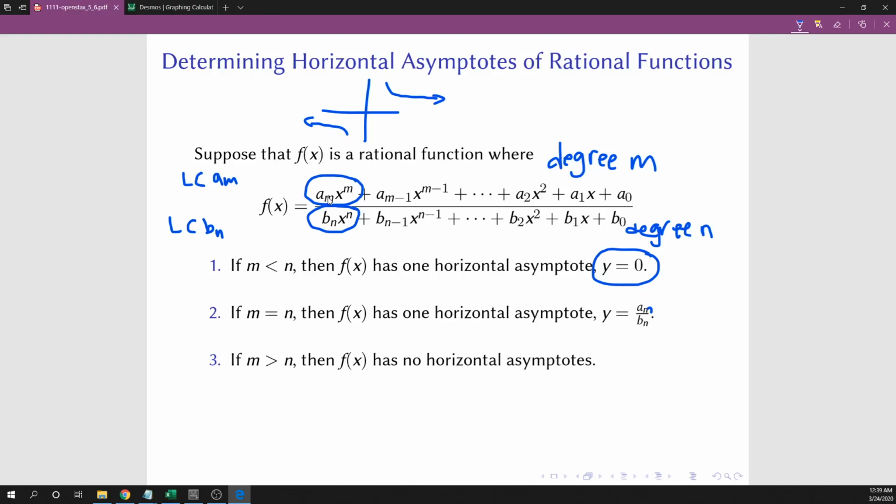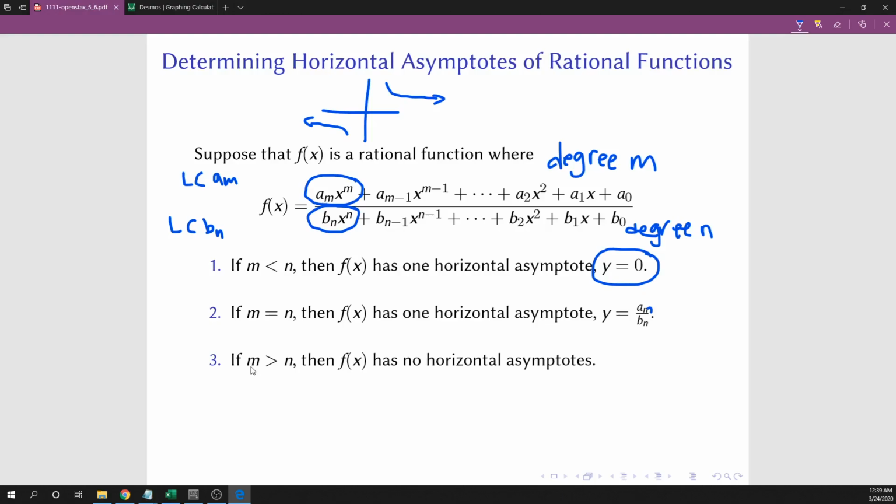The leading coefficient on the top is a sub m. The leading coefficient on the bottom is b sub n. Okay, so whatever this number is with the highest power of x on top, over this number, which is the highest power of x on the bottom. So here the powers are the same, so they kind of cancel each other out, and you get a number as the answer. The number that you get is the ratio, or division, of the leading coefficients.